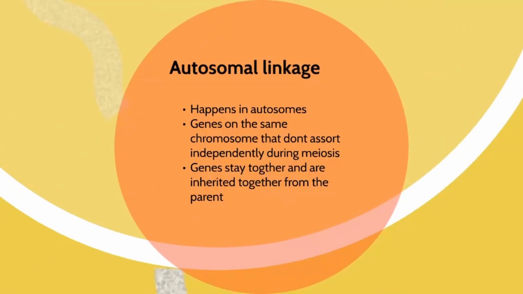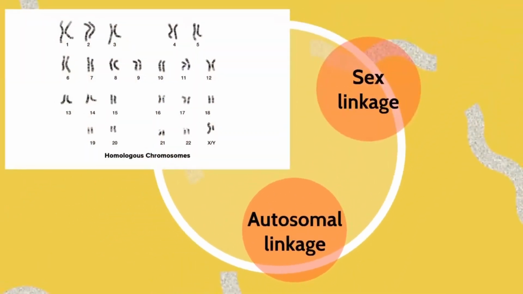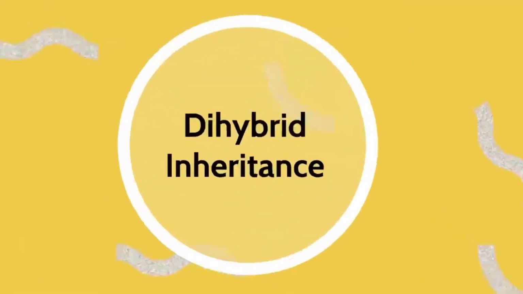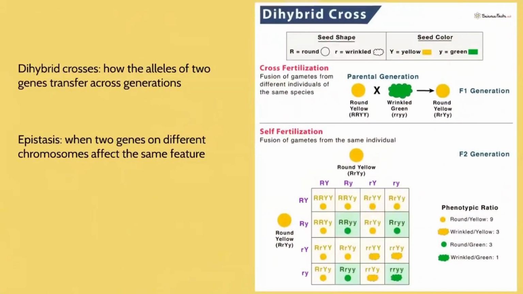So now that we've gone through linkage and also through codominance, let's talk about dihybrid crosses and how we can draw these Punnett squares for these types of inheritance. So last week you looked at monohybrid crosses, and that is how the alleles of one gene transfer across generations. But today we're going to be looking at how the alleles of two genes can transfer across generations. So this is very similar to the last one, but there are more genotypes and phenotypes that can be produced, and you have to be a bit more careful with what you're writing out to make sure that you get everything correct with these.